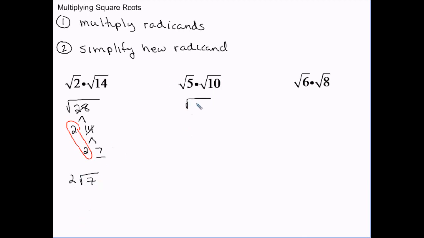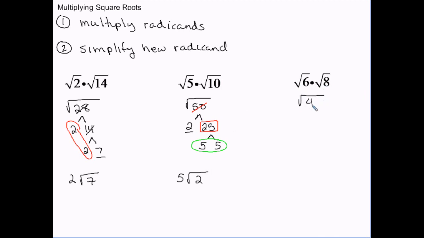5 times 10 is 50. The square root of 50 is, 50 is 2 times 25. Now, if you recognize that 25 is a perfect square, you can stop here and just take the square root of it. If not, you can continue to factor, and you'll get a pair of 5's and a 2 that has to stay behind. If you recognize 25 was a perfect square, you could just take the square root of it and still get the same 5. So there's 2 ways to go on that one.